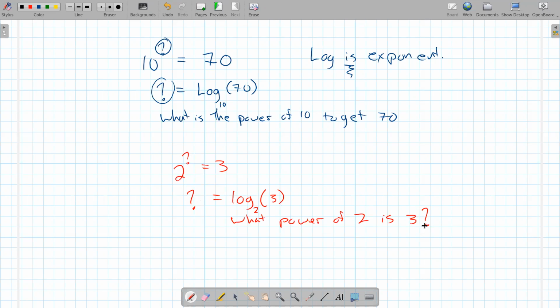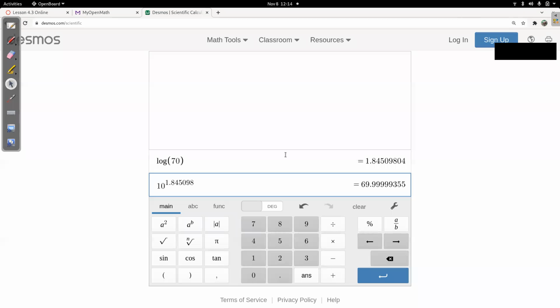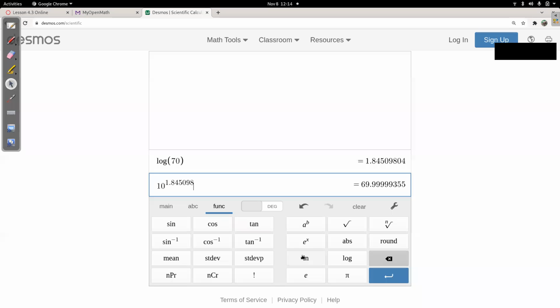Now the problem with this one is my calculator does not have a log base 2 button. It has a log button and another button called ln, which is like the log. I'm just going to use the log button. So what do you do if it doesn't have your base? Because log on its own just means base 10. Here's what you do.